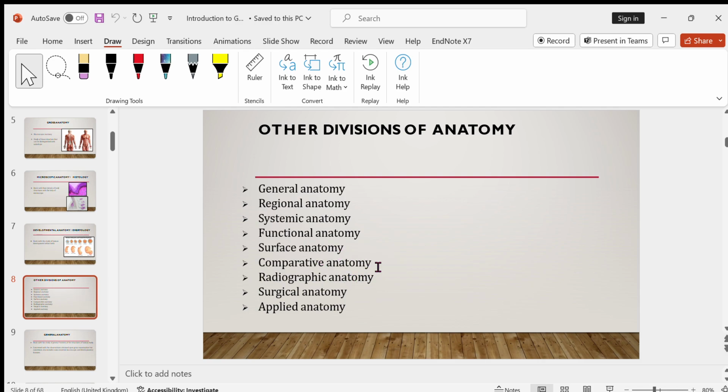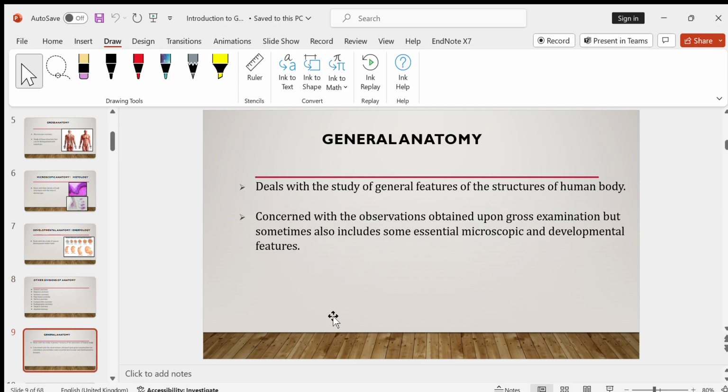Comparative anatomy is that we compare different structures and functions and then study the anatomy. Radiographic anatomy is the study of structure of human body through the radiographic images. Surgical anatomy is the study of structure of human body for surgical importance. Applied anatomy is the clinical aspects of the structure of human body.